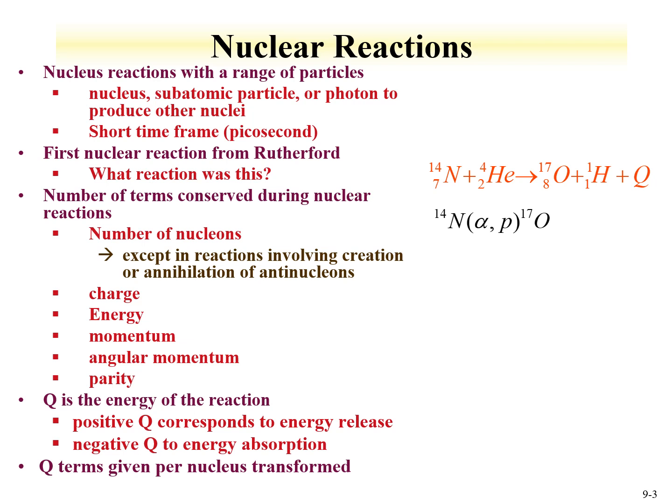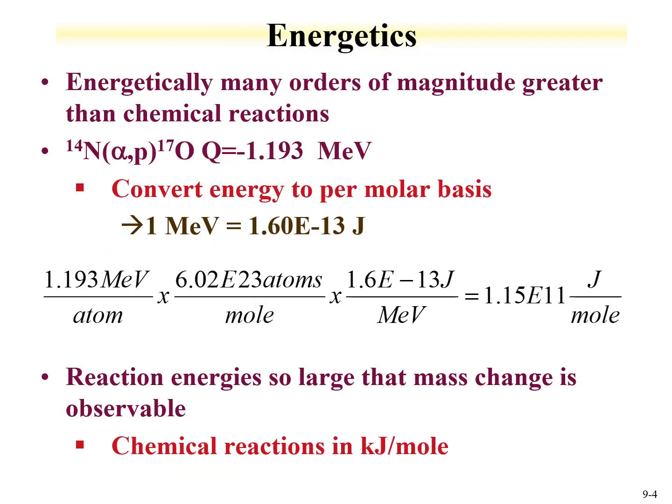As we've already discussed, there's a Q value which describes the reaction. Q value is the energy of the reaction. If it's positive, it corresponds to energy release, negative, energy absorption. And Q value, as we discussed earlier, is energy per nucleus transformed. We can use some of this energetics to get an idea of the overall reactions involved in nuclear reactions.